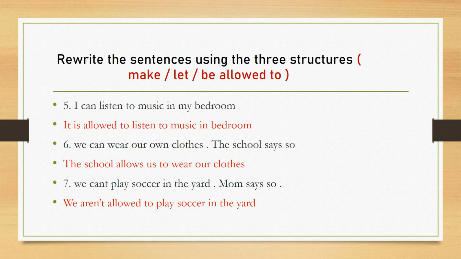In sentence number 6, we can wear our own clothes. The school says so. The meaning of this sentence is that the school allows you to wear our clothes. So in this sentence, the best structure is allowed to. Why allowed to? Because we have the possibility, we have the permission to do something from our schools, which is to wear our own clothes. So the school, and the school is singular.